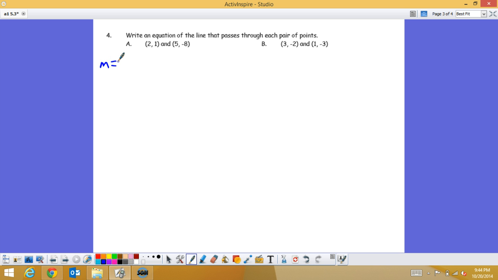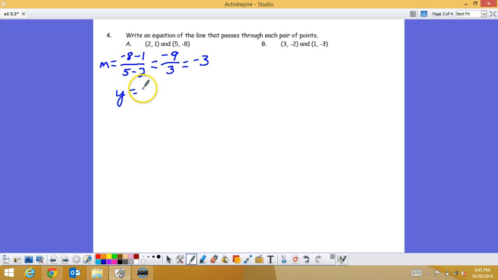The slope formula: on top we subtract the y coordinates, which in this case is -8 minus 1. Those two are the y coordinates. And on the bottom we subtract the x coordinates, which in this case is 5 minus 2. Okay. So when we simplify this, on top we end up with -9, and on the bottom we end up with 3. So the slope of the line through these 2 points is -3.